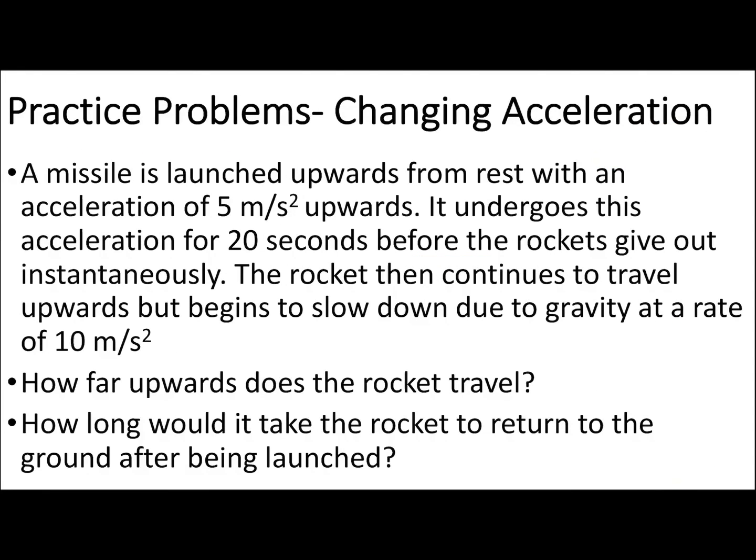Let's see if you guys can do this one on your own. A missile is launched upwards from rest with an acceleration of 5 upwards and undergoes this acceleration for 20 seconds before the rocket gives out instantaneously. So not over time, it just was accelerating at 5 upwards, and then it immediately is now accelerating at 10 downwards, which is the acceleration due to gravity. How far upwards did the rocket travel? How long would it take the rocket to return through the ground?